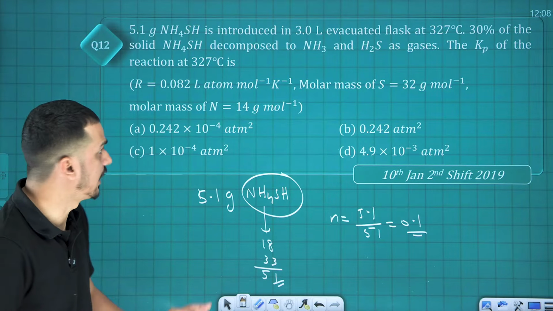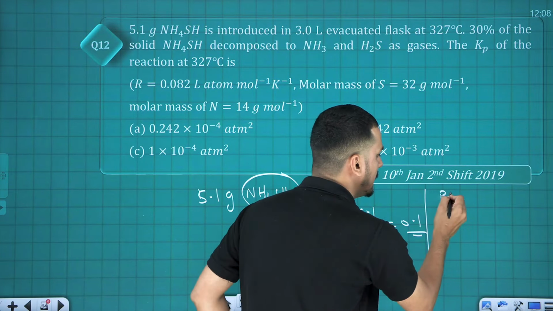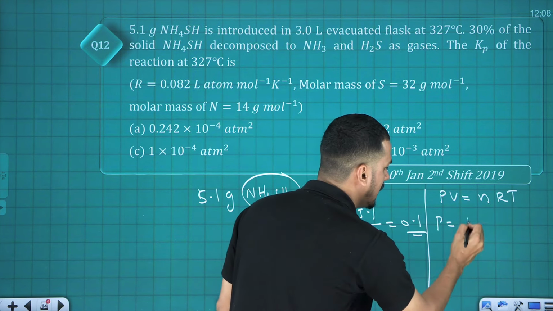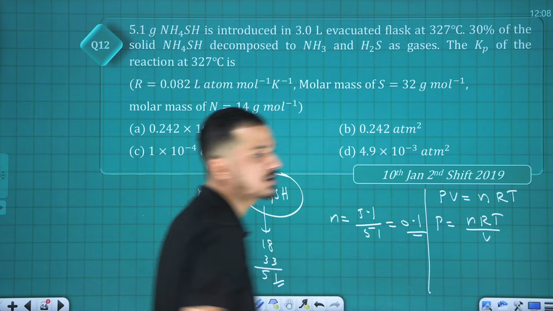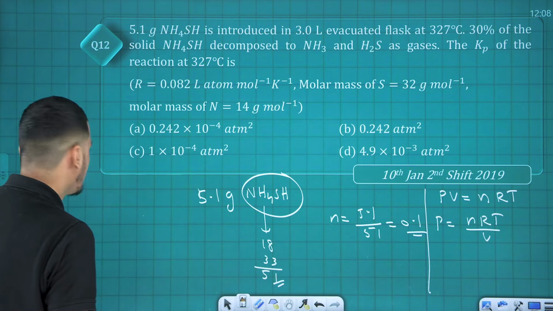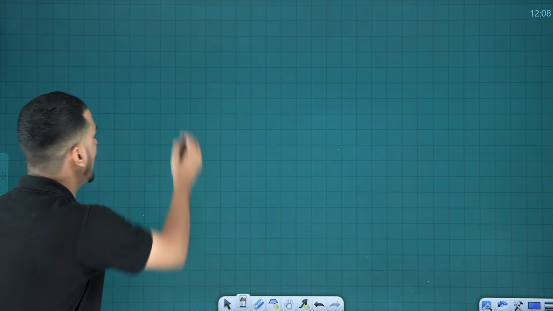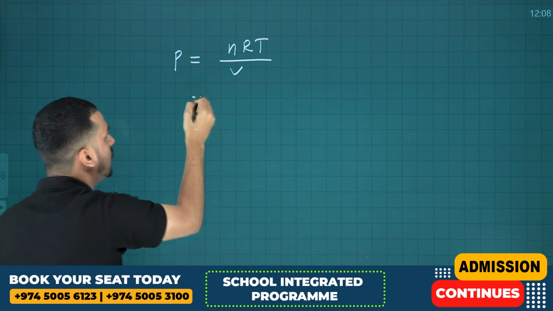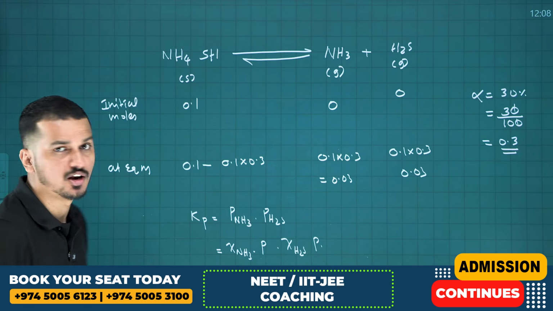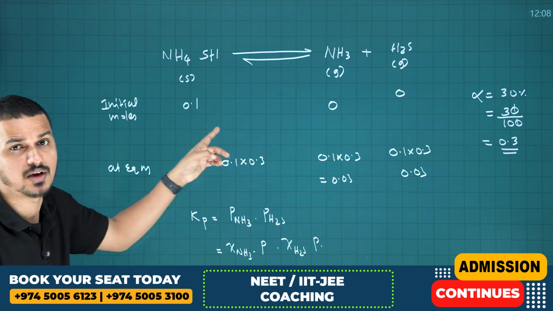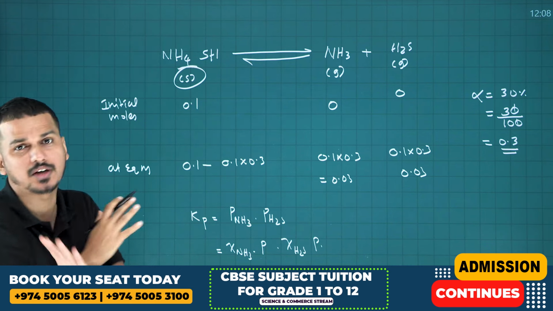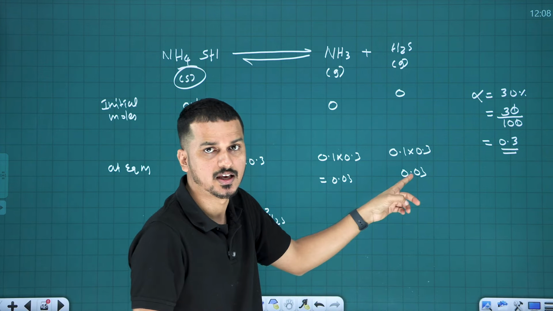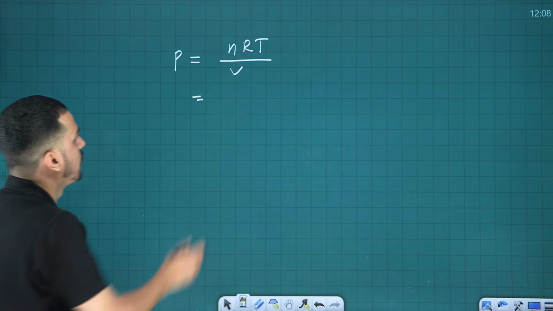To find out P total, we have the equation PV equal to nRT. So P equal to nRT by V. We can substitute the values. What's the total number of moles at equilibrium? We don't want to consider NH4SH, because it is a solid. We have to consider only ammonia and H2S. Ammonia is 0.03, H2S is 0.03. So 0.03 plus 0.03 is the total number of moles.